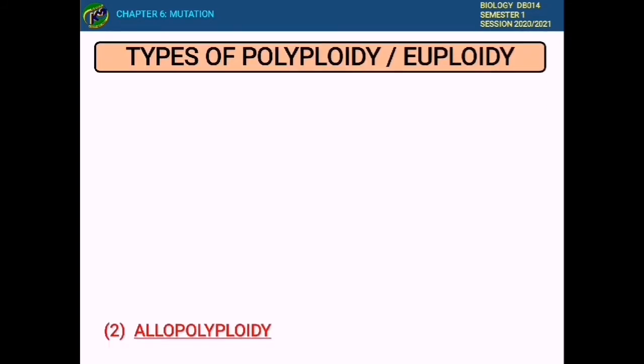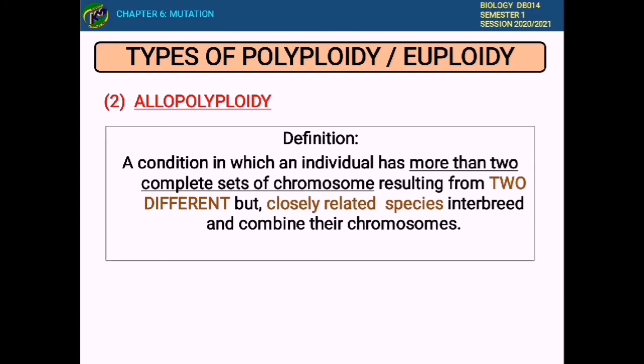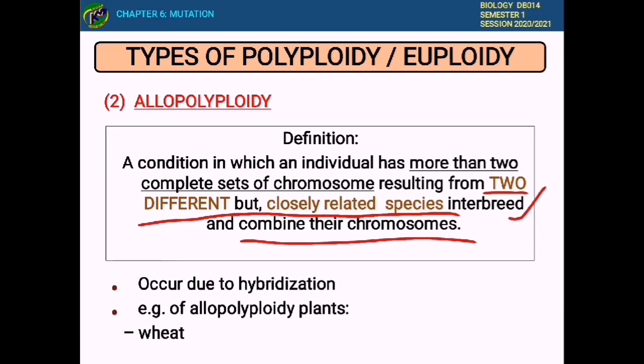Okay, so next one is allopolyploidy. Allopolyploidy is a condition in which an individual has more than two sets of chromosomes, resulting from two different but closely related species interbreeding and combining their chromosomes. This occurs due to hybridization. For example, the example of a plant is wheat.